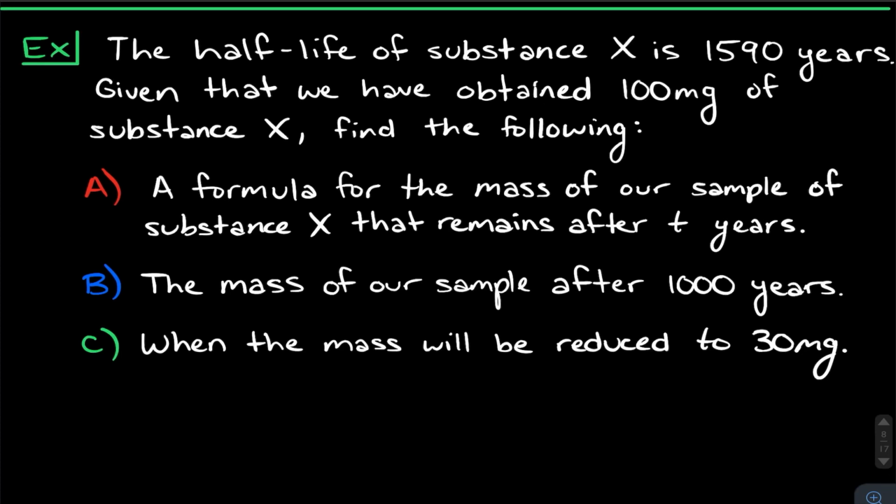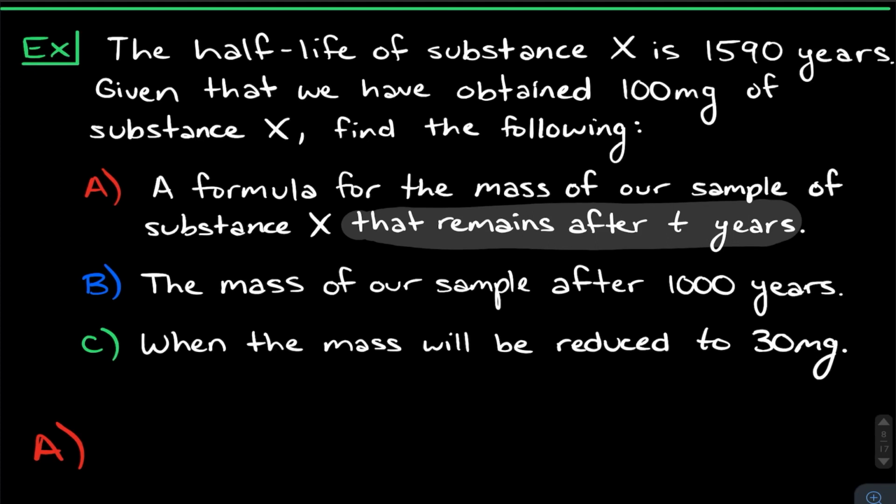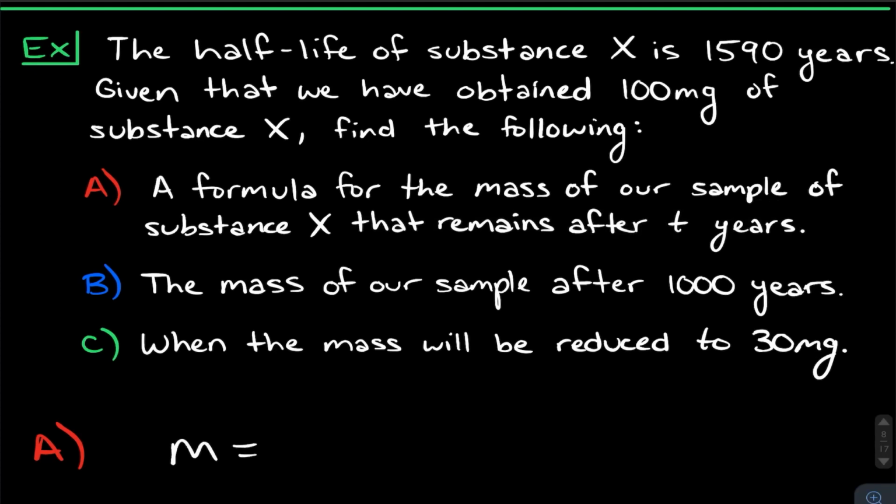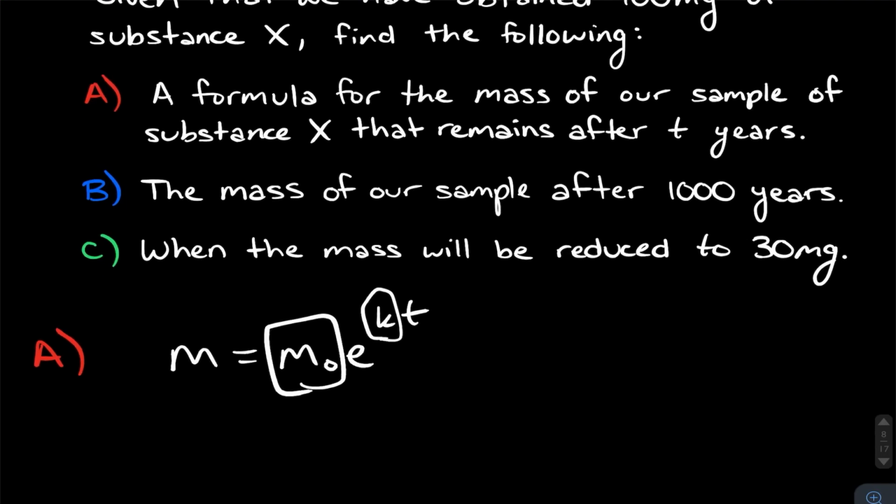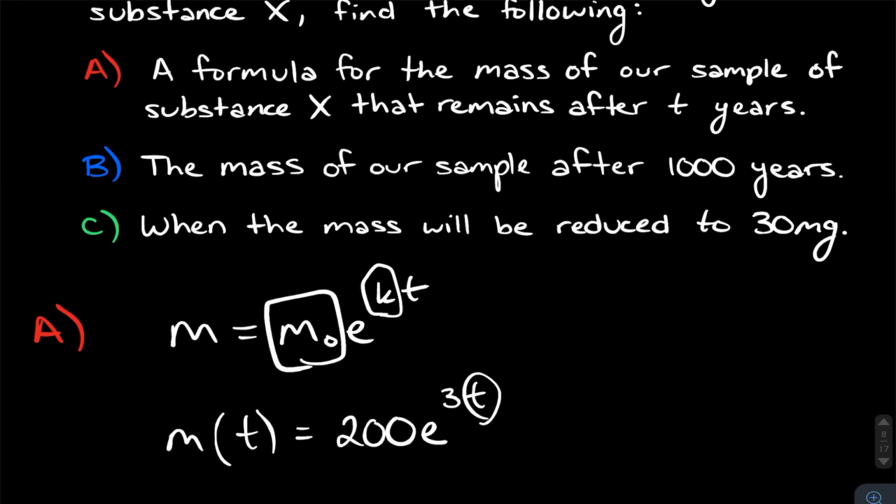For part A, we'll start off with part A. We are asked to find a formula for the mass of the sample of substance X, right? So we're finding the mass of this sample that remains after t years. Basically, what we're going to get here is m equals m naught e to the kt, right? And we just want a function where we know what m naught is and we know what k is, because we want the only variable to be t. What we want to do is be able to plug in a t. So we have m as a function of t and have something like 200 e to the, let's say, 3t, to where we can just plug in a t and then get our mass at that time, okay?